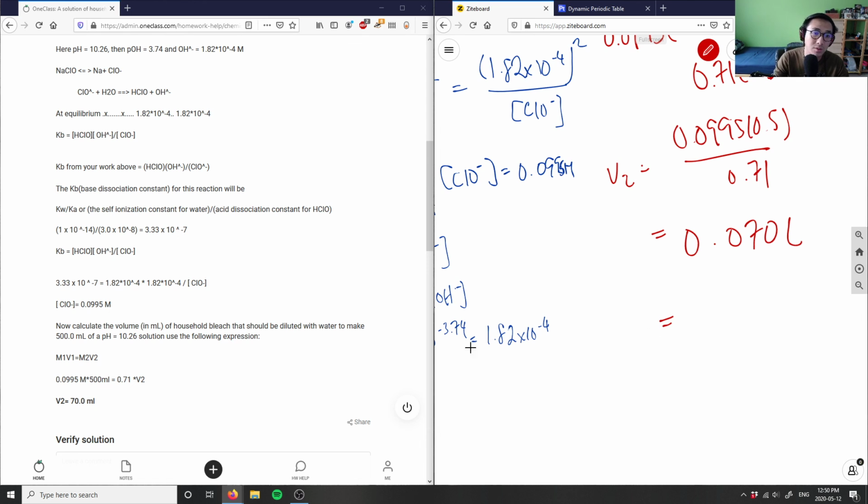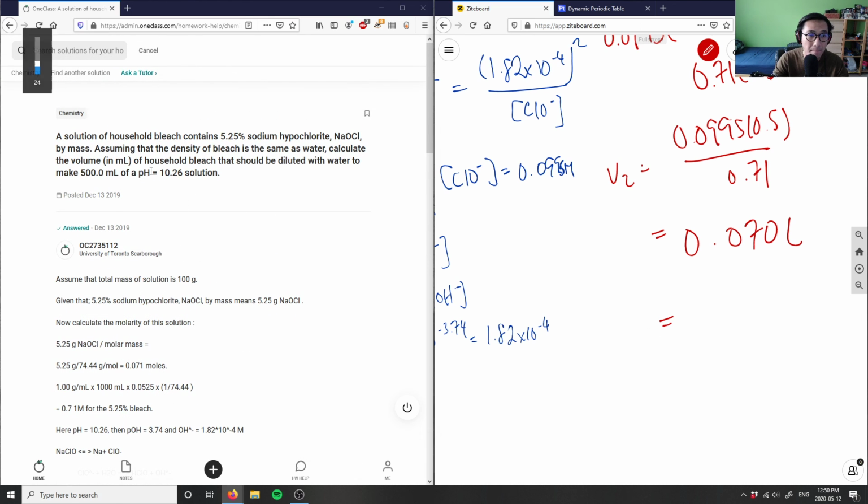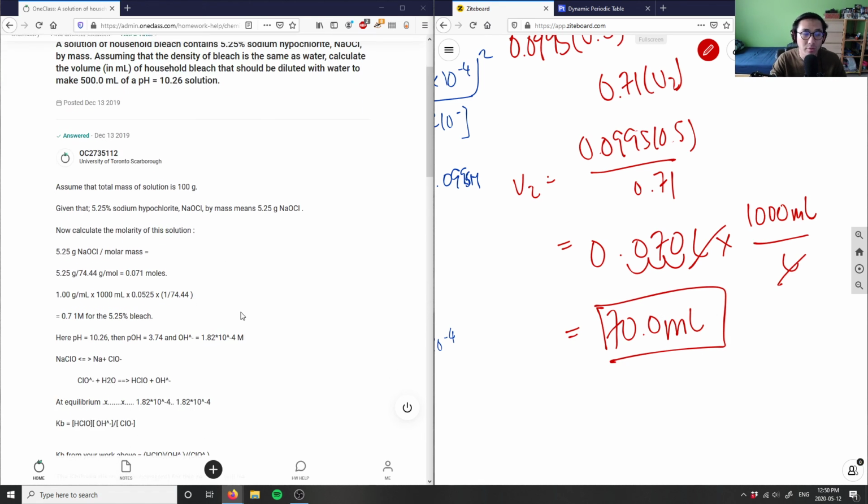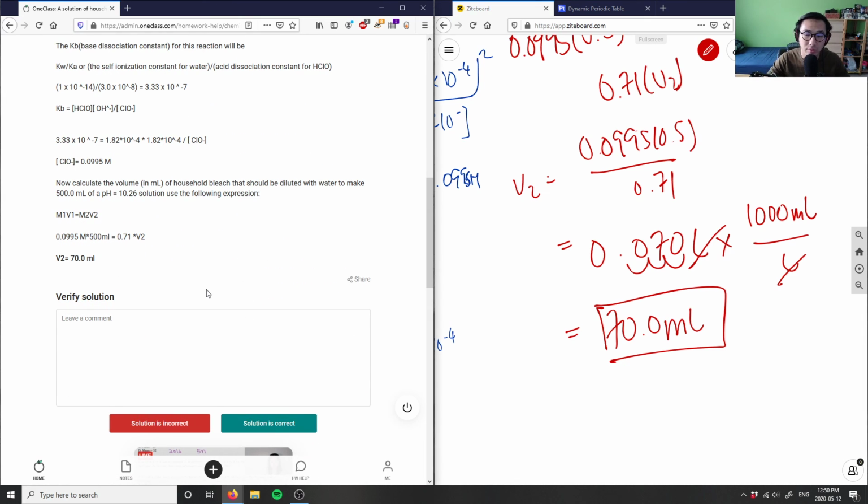And what we want to do is convert this into milliliters, as given. So we're going to multiply this by 1,000 milliliters over a liter. These two cancel out, so I have 1, 2, 3 significant figures. So this here would be 70.0 milliliters. So this is my solution for this problem, and again, they got this right as well. So the solution here is correct. Great analysis.